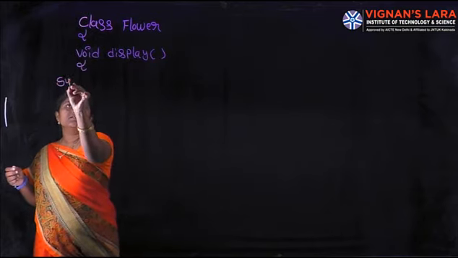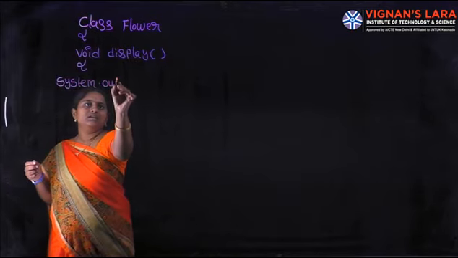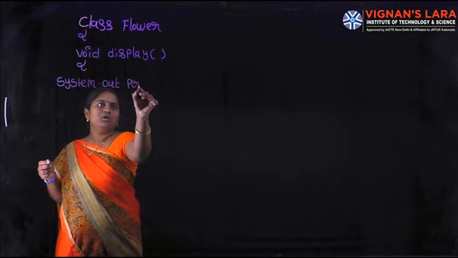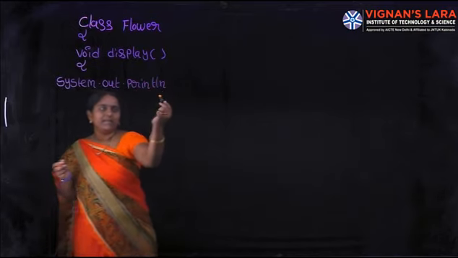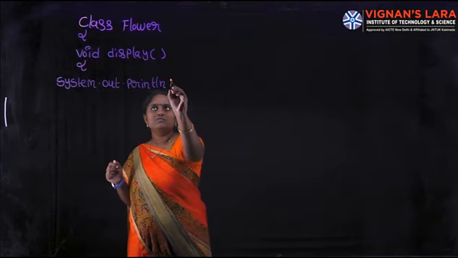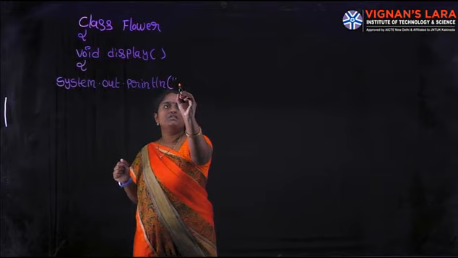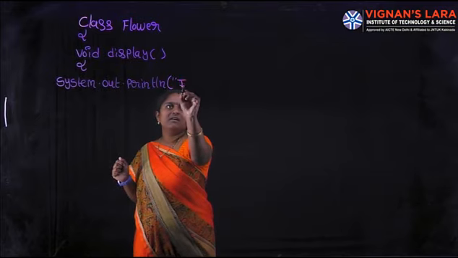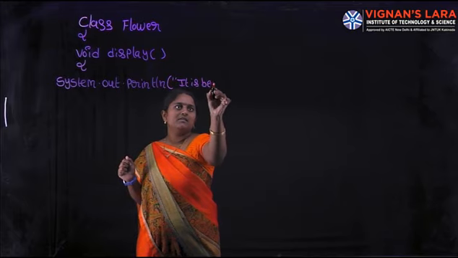Here I am writing System.out.println. It is the output statement. Already you know that System is a predefined class, out is the object of the System class, and println is the method. What is the body of this display method? It is a flower. It is a beautiful flower.